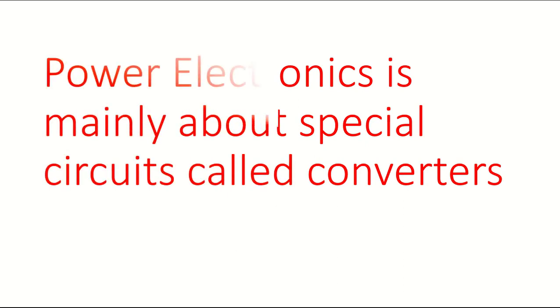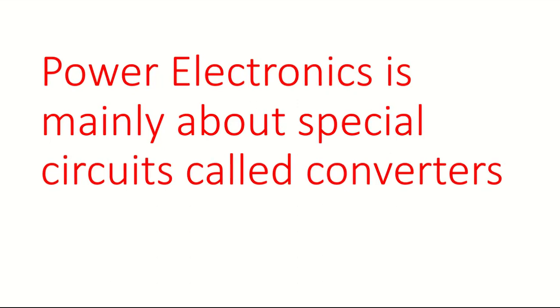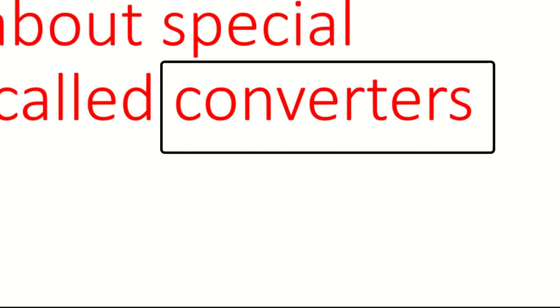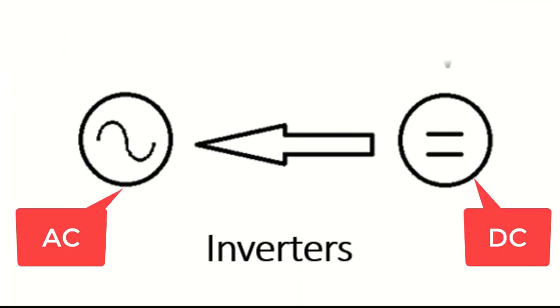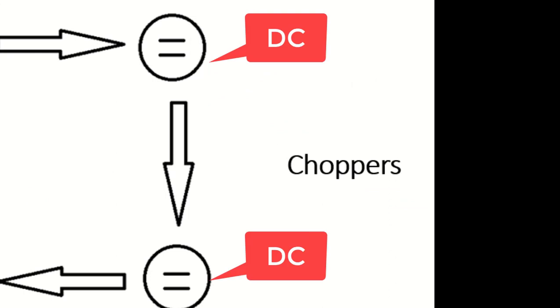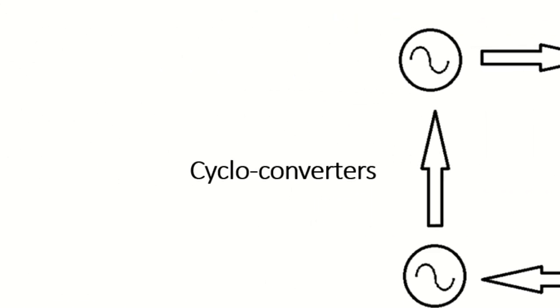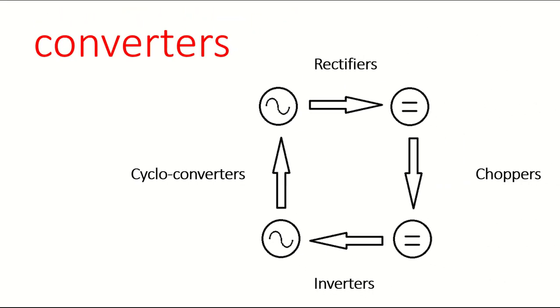Power electronics is mainly about special circuits called converters. Those converters are used to change the voltage form from AC to DC or DC to AC, and sometimes they are used to change the voltage level. In power electronics, there are different types of converters. The one that converts AC to DC is called a rectifier, and the one that converts DC to AC is an inverter. A chopper usually converts DC to DC but at a different voltage level. And finally, a cyclo-converter converts AC to AC at a different frequency.